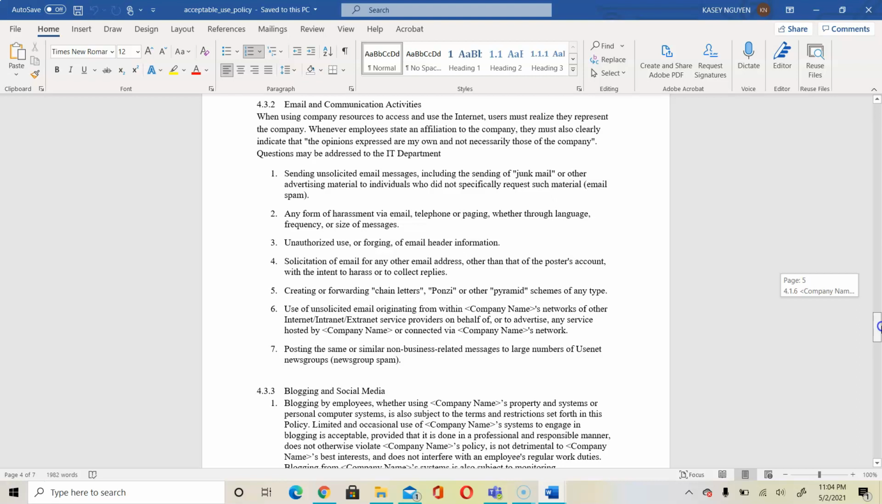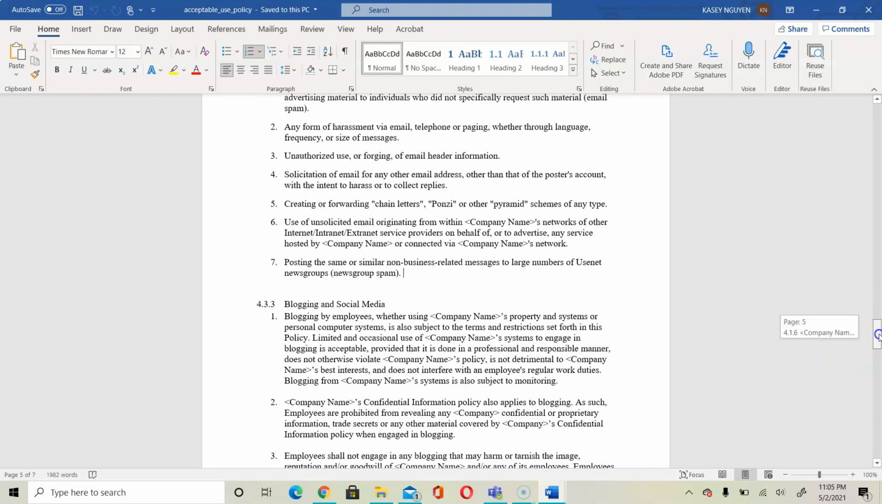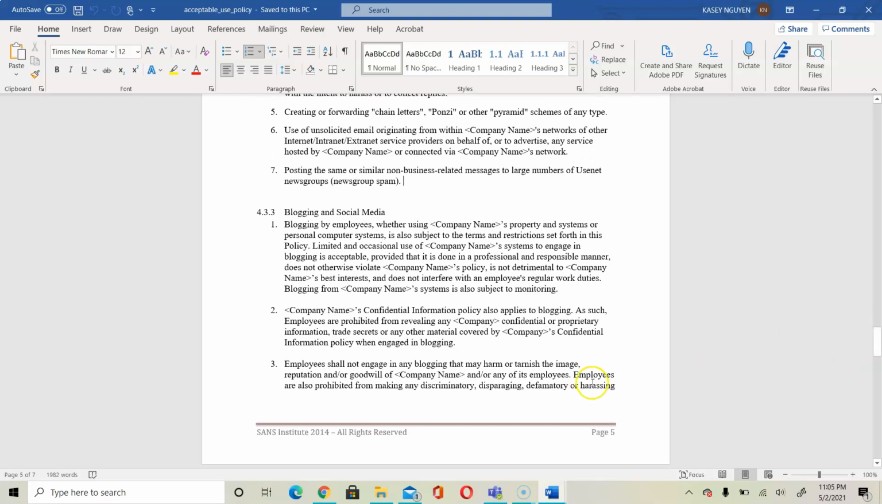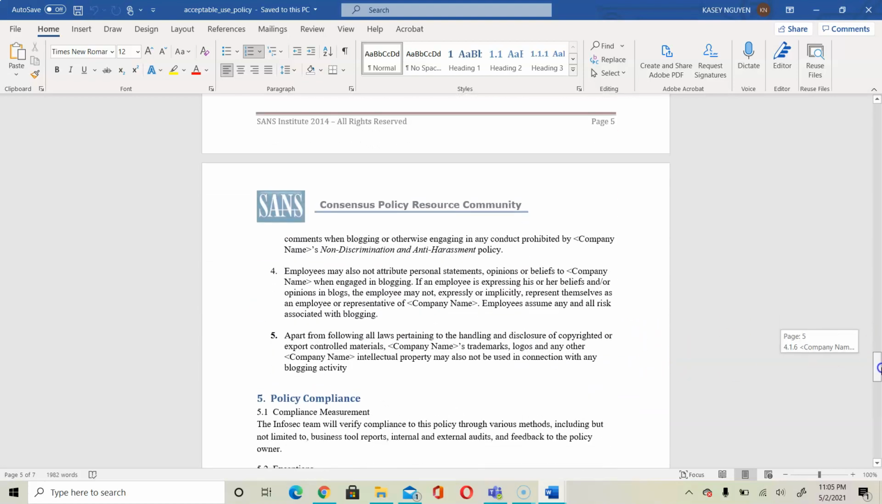And so it can go into email and communication activities, blogging and social media, because some companies are very sensitive in what is shared on the social network, and that will pertain to their information or private information or proprietary information in the company.